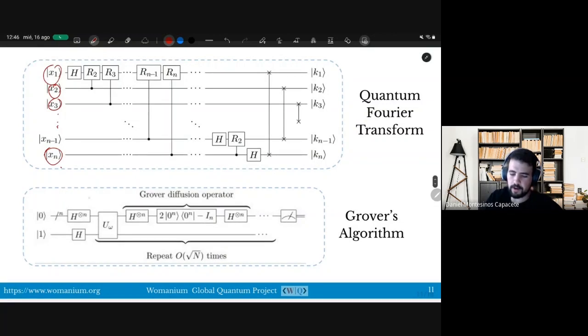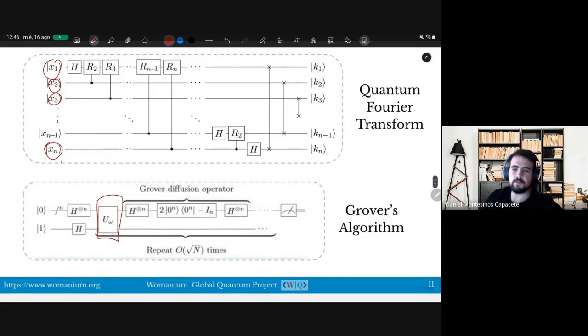Also, you have here another example, for Grover's algorithm. For example, here a gate acting on 2 qubits gives you also 2 qubits as output. Stuff like this. These are how we represent quantum circuits.